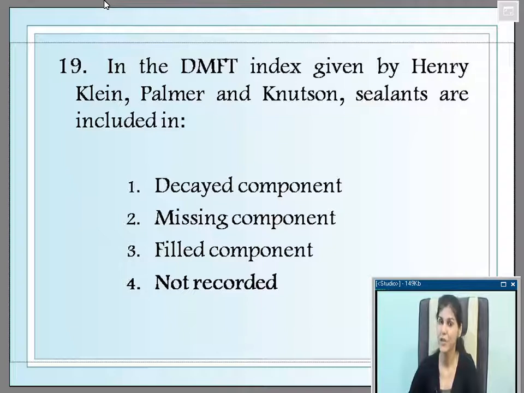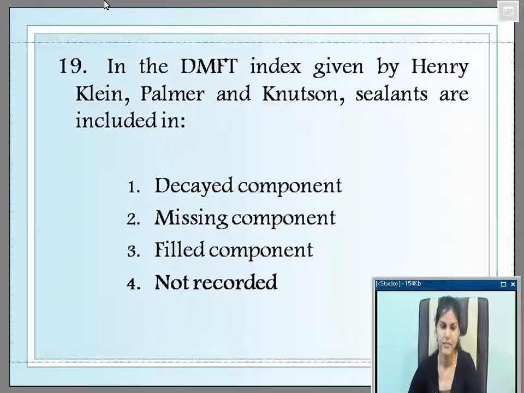You have to understand that because the DMFS records so many surfaces, it is a more sensitive index and it is most commonly used in studies where you are assessing the effectiveness of any caries preventing modality.